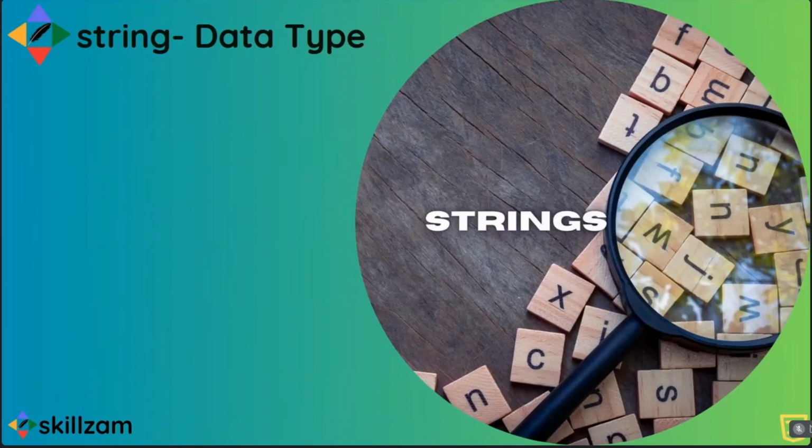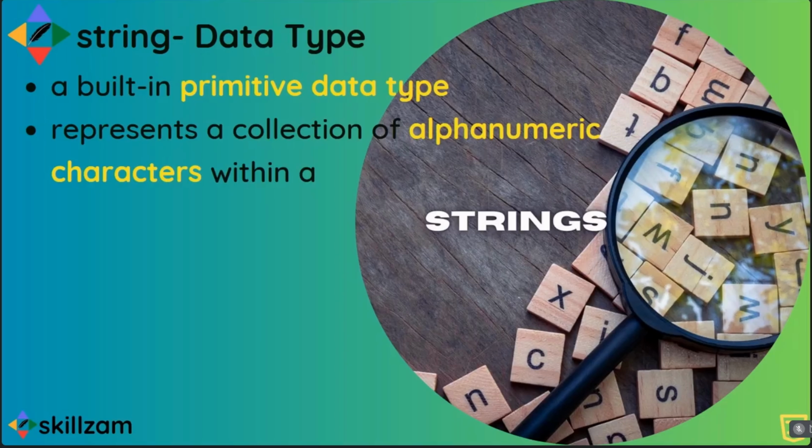Okay. Now, let's get into a new data type called strings. Now, string is also one of the top 7 primitive data types. All right. Now, what is this string? String is a collection of alphanumeric characters. So it contains numbers, it contains letters, small letters, capital letters, special symbols, all that becomes a part of a string. All right.